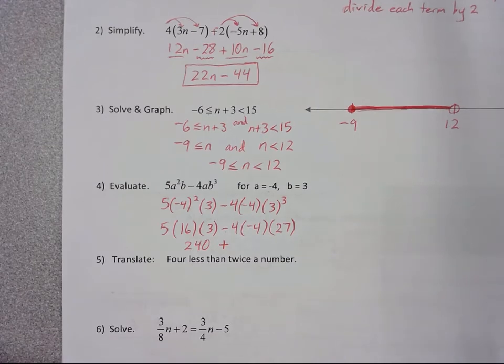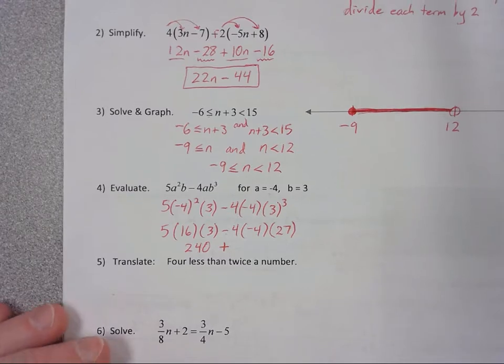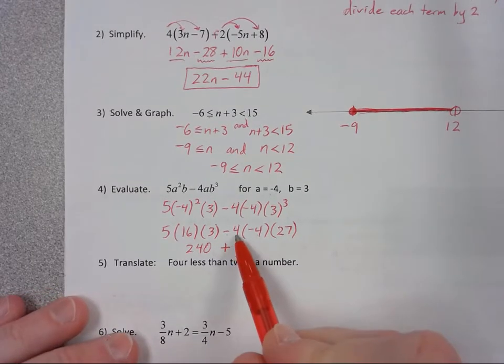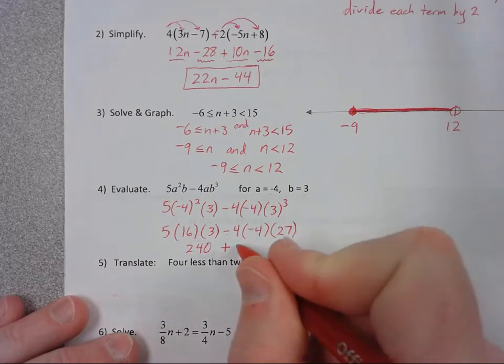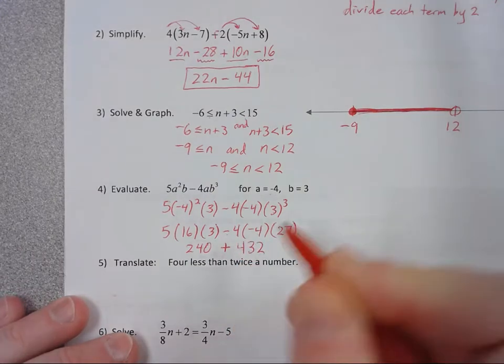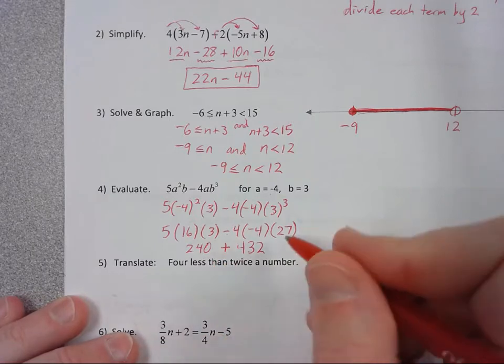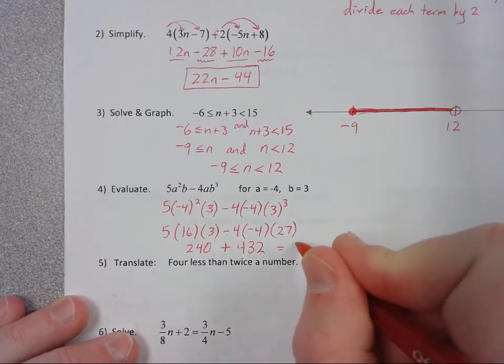Continuing on the Algebra Refresher on the end of number 4. Sorry, I'm not sure what happened there. 4 times 4 is 16. 16 times 27 is 432. And then 240 plus 432 is 672.